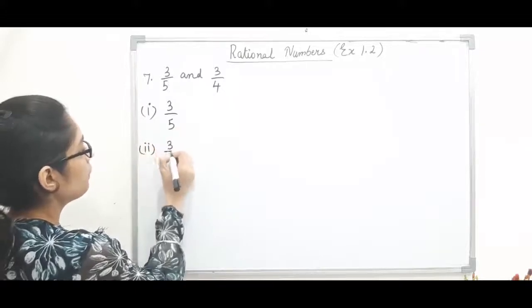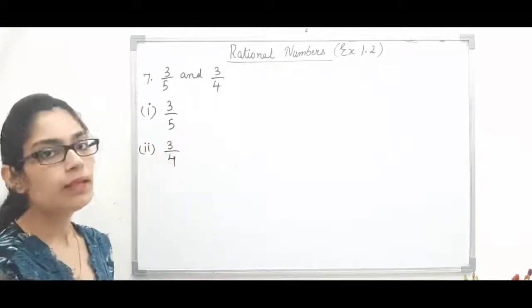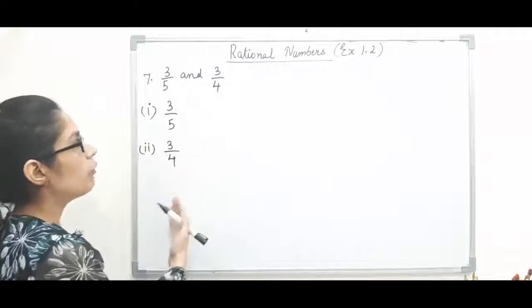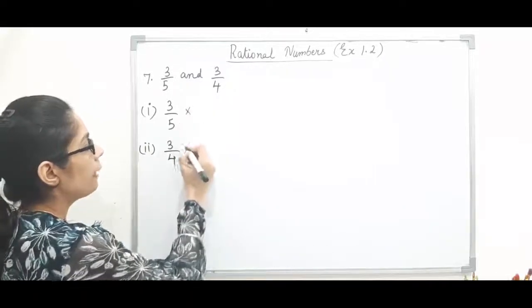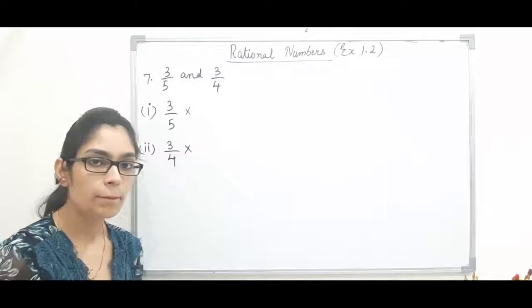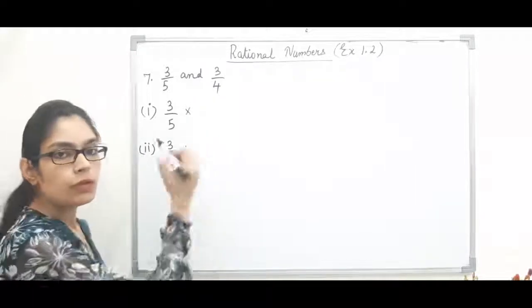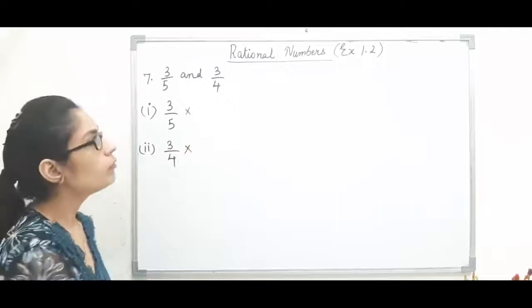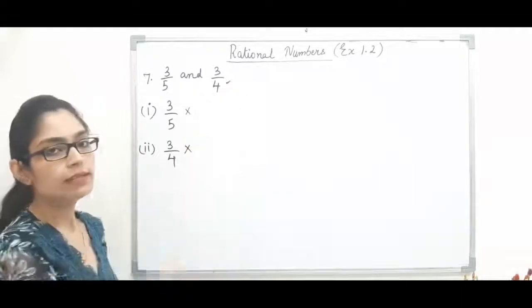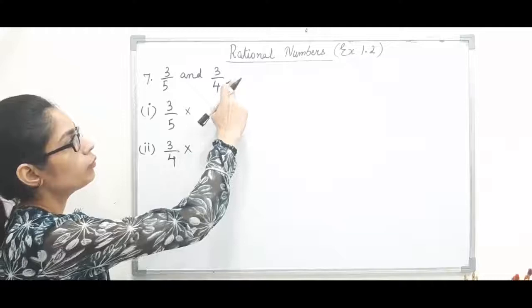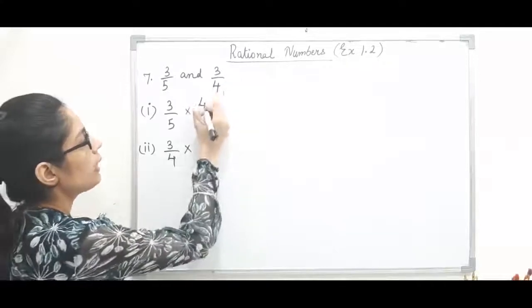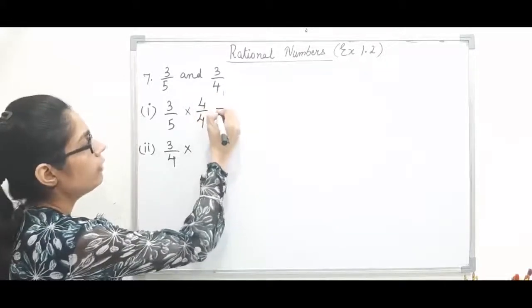If you do it step by step, your sum will never be incorrect. Now after writing in this way, we have to make denominators of both the numbers same. So I have already told you, first number you have to multiply and divide by the denominator of the second number. The second number's denominator, you can see, is 4. So first number I will multiply and divide by 4.